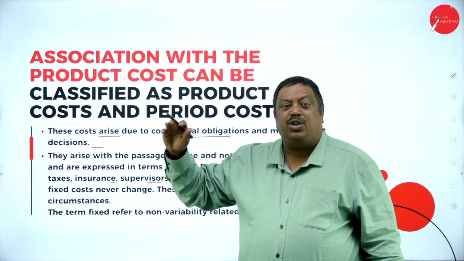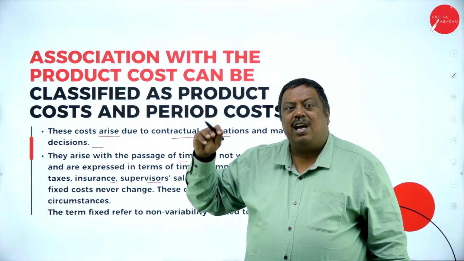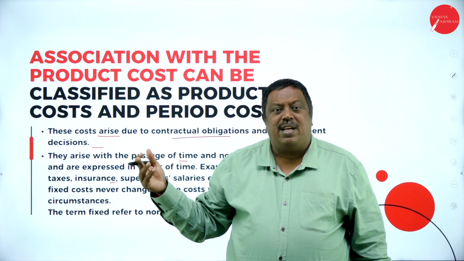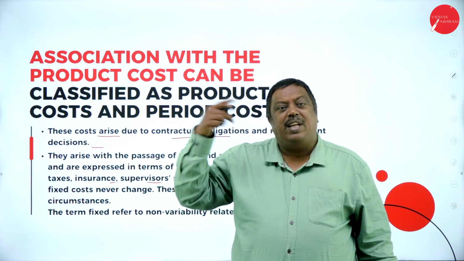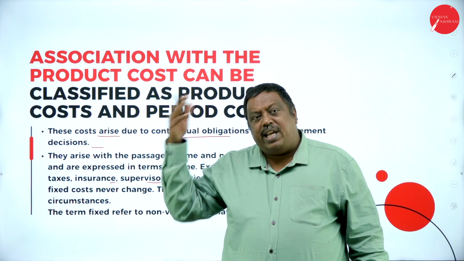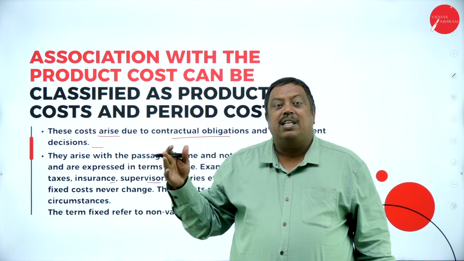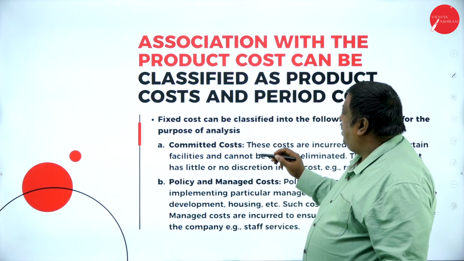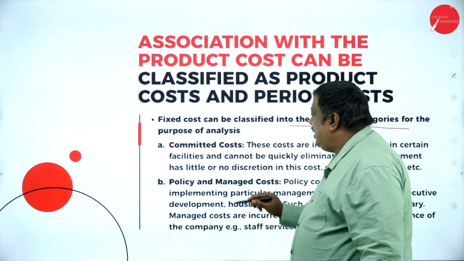It may fluctuate only when there is a small increase in the amount of rent that we are going to pay. Either it may be once a year or once in 2 years, a small change. But even after the increase, again, the change in my fixed cost will be only after a certain number of months, not every day or fortnightly or monthly. Fixed cost can be classified into the following categories for the purpose of analysis.